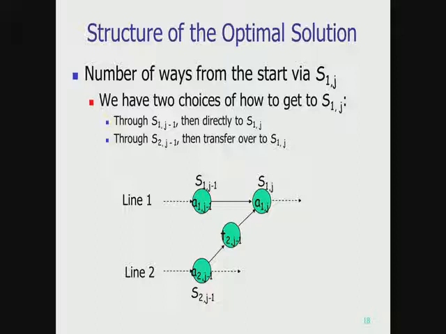To understand the structure of the optimal solution, we ask the following question: if we look at the set of all possible ways from the start to exit via S1J, there are two possibilities for a path that goes via S1J. The previous vertex before the station S1J could have been the station S1(J minus 1) and a direct transfer to S1J, or the previous station could have been S2(J minus 1), that is the station on the second line, and they transfer over to S1J.